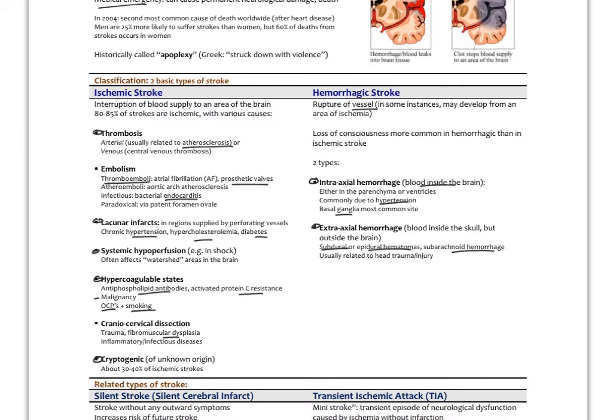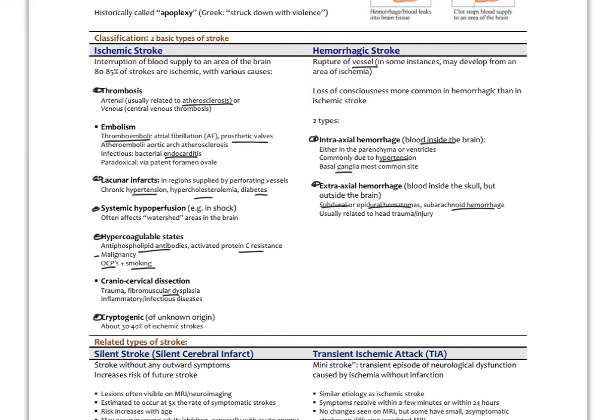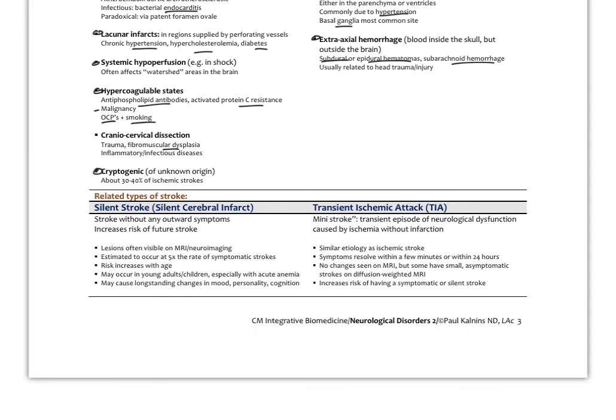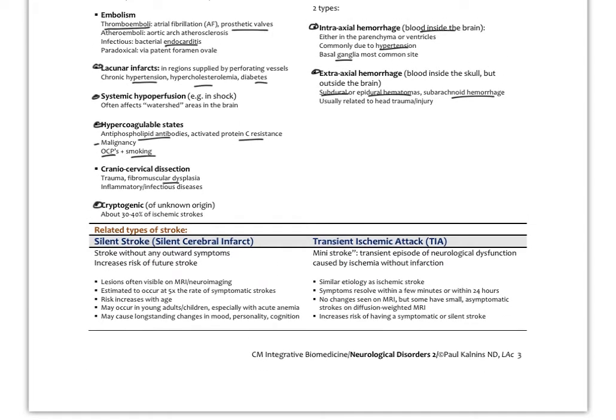So these are different types of stroke, ischemic, hemorrhagic. There are a couple of related types of strokes. So silent strokes are silent cerebral infarcts. These are strokes without any outward symptoms, and this is going to increase the risk of future stroke.